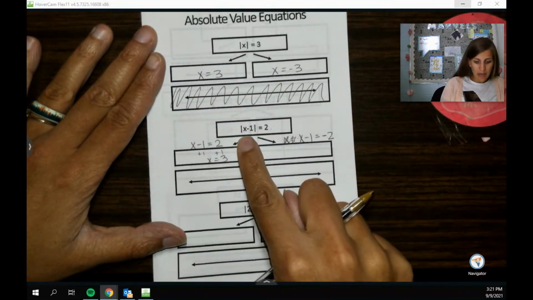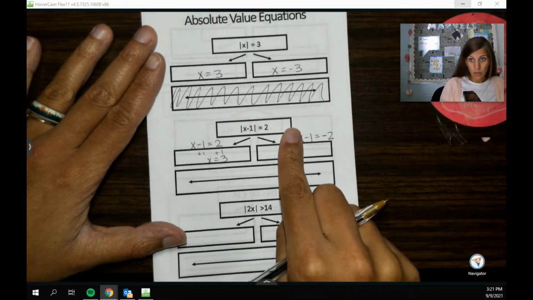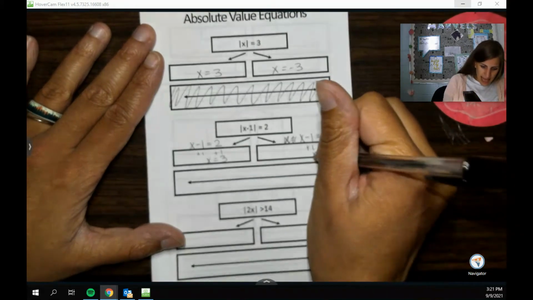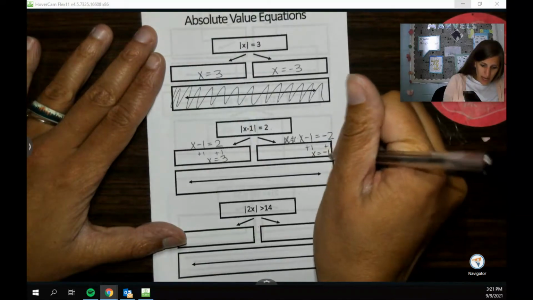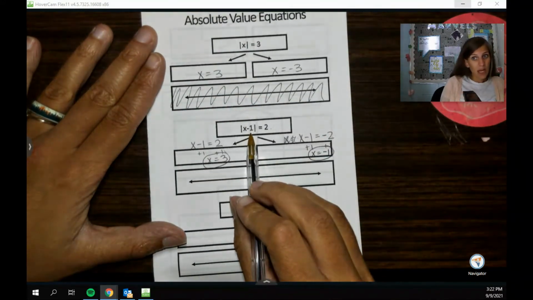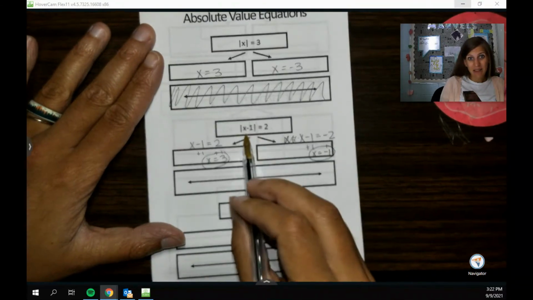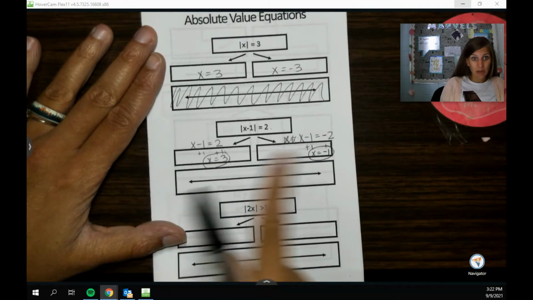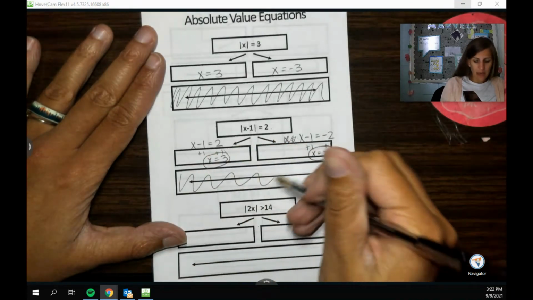If we think about that, 3 minus 1 is 2. Absolute value of 2 is 2. Over here, when I add 1, we get that x could be negative 1. And that also works because negative 1 minus 1 is negative 2. And the absolute value of that is 2. So it kind of works out when we just make those two equations like that. Also, we don't need to graph again.